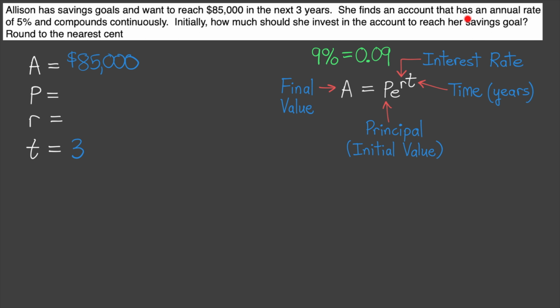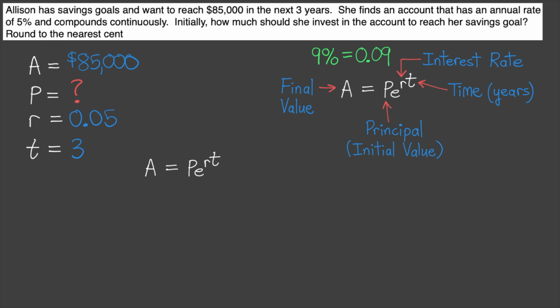She finds an account that has an annual rate of 5%. So there's our rate, but we want to write that as a decimal. So we move the decimal over 2 spots to the left, and we get 0.05. Initially, how much should she invest in the account? So they want to know what P is, the initial investment. So that is our unknown.